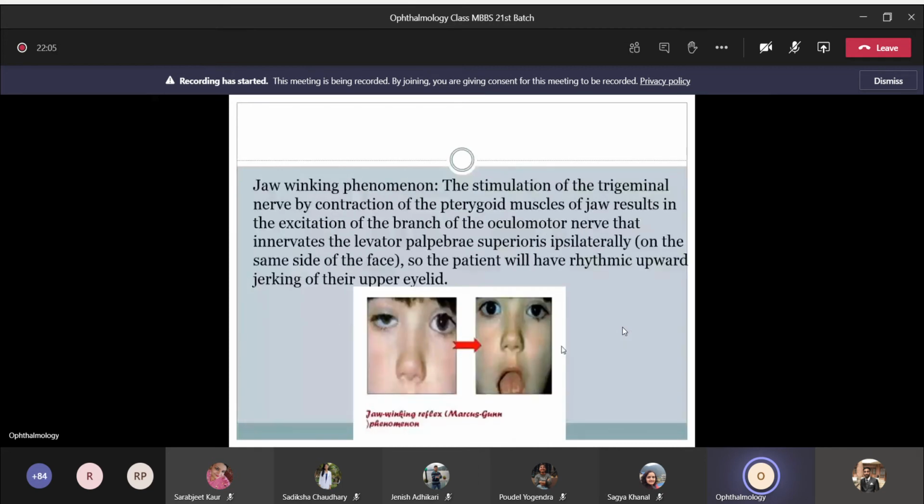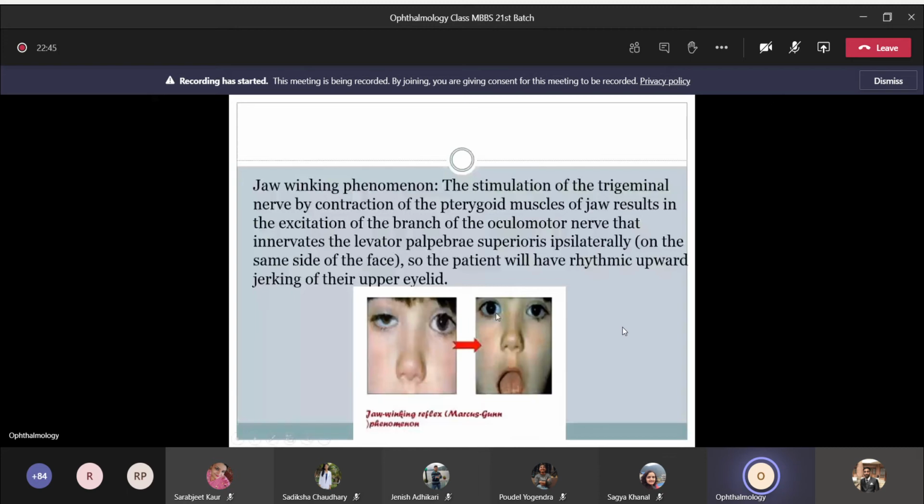The stimulation of the trigeminal nerve by contraction of the pterygoid muscles of the jaw results in the excitation of the branch of the oculomotor nerve that innervates the levator palpebrae superioris ipsilaterally, on the same side of the face. So the patient will have rhythmic upward jerking of the upper eyelid. In this picture there is ptosis of the right eye, and on winking of the jaw, there is no ptosis. So this is called the jaw winking phenomenon.